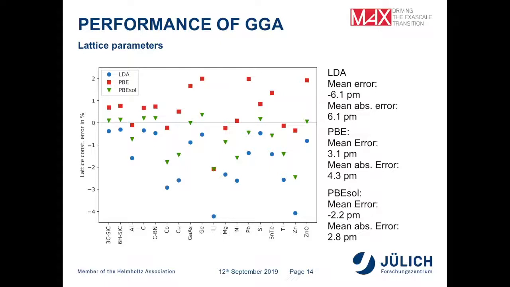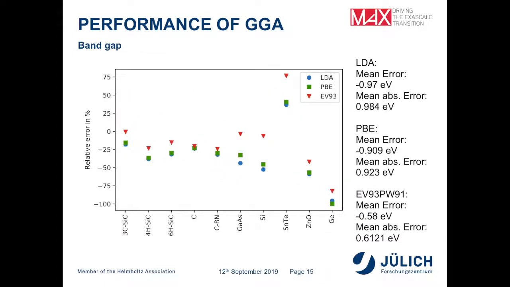So if you really want to calculate crystals, this is an easy win without any additional effort. And for the band gap, the PBE doesn't actually improve on the LDA. So it's still more or less 1 eV off. It's a slight improvement, but it doesn't help us.